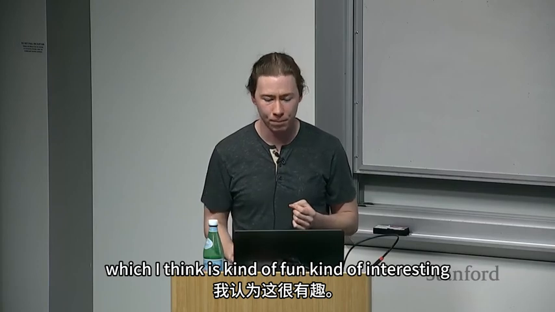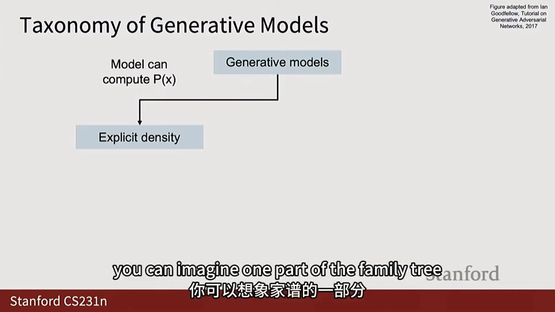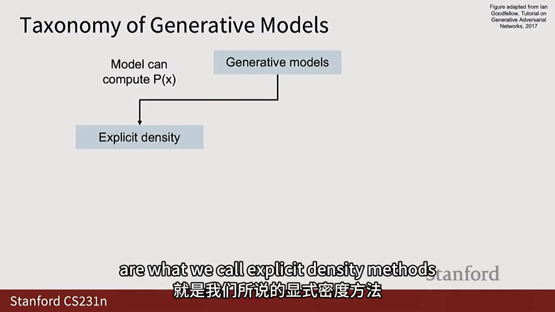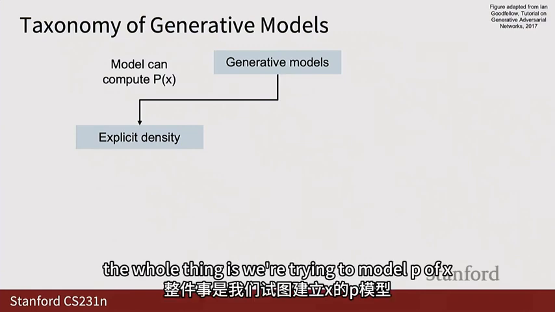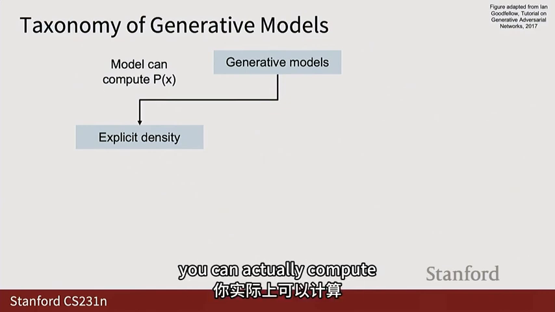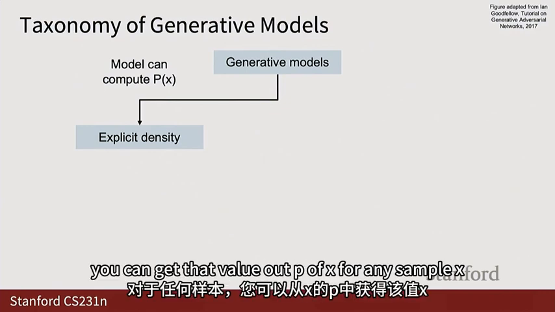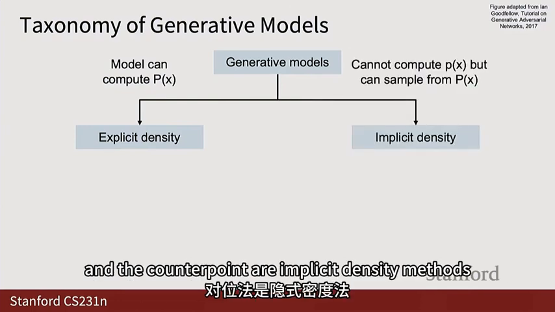So there's this whole taxonomy of different kinds of generative models that people build. On the one hand, one part of the family tree is what we call explicit density methods. These are ones where the whole thing is we're trying to model P of X or P of X given Y. With these explicit density methods, you can actually compute that value, P of X, for any sample X. And the counterpoint are implicit density methods.